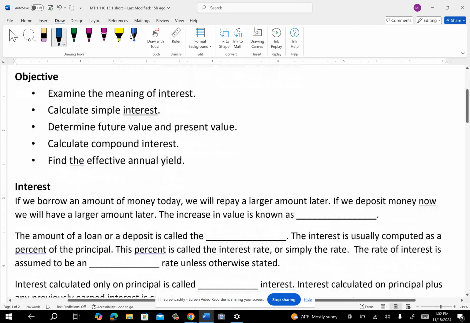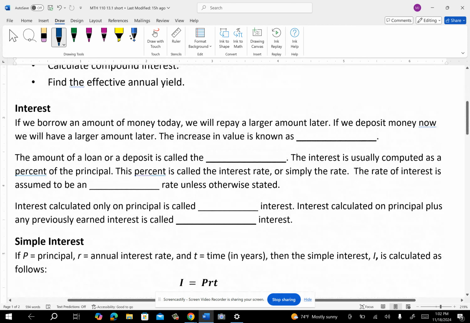All right, so if you borrow an amount of money today, you're going to have to repay that, but you're also going to have to pay a little extra for the privilege of borrowing that money or using that money. That increased amount, that extra little bit you have to pay, that's interest. The word interest can apply to extra money you owe because you borrowed some money, or it can also apply to the interest that you earn when you deposit money in a bank account.